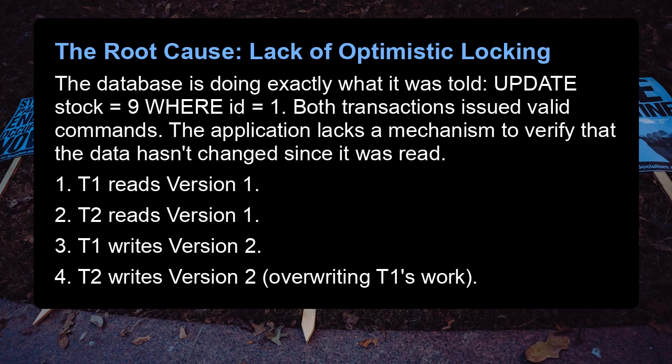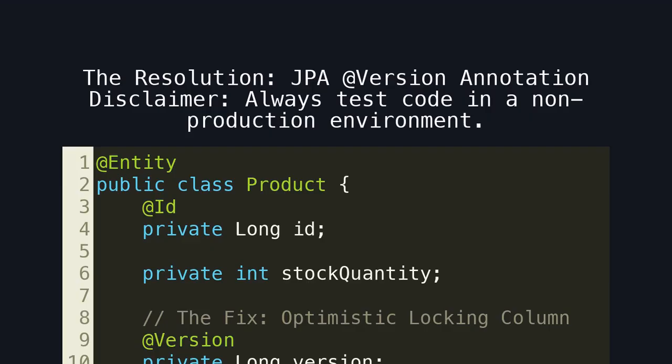The database is doing exactly what it was told, update stock equals 9 where ID equals 1. Both transactions issued valid commands. The application lacks a mechanism to verify that the data has not changed since it was read. 1. T1 reads version 1. 2. T2 reads version 1. 3. T1 writes version 2. 4. T2 writes version 2, overriding T1's work. The resolution, JPA @Version annotation.